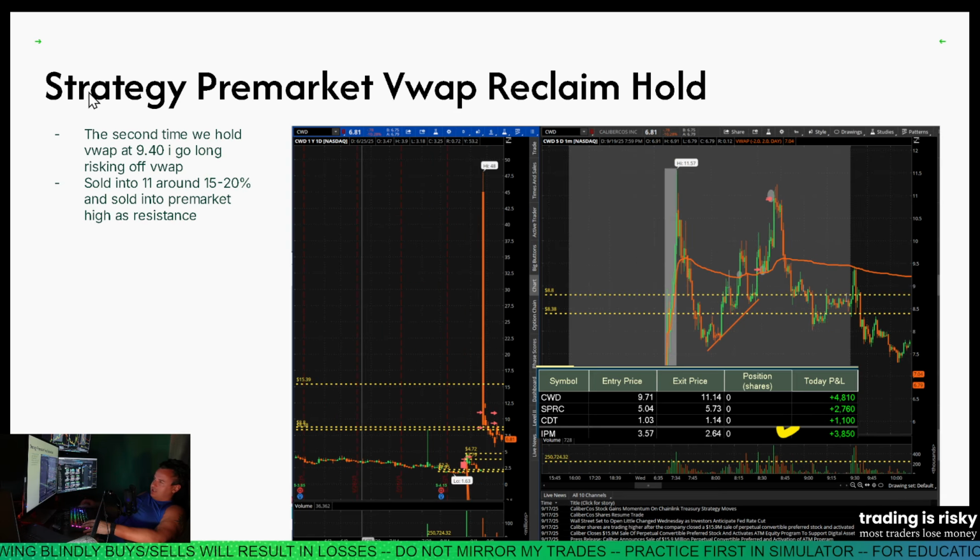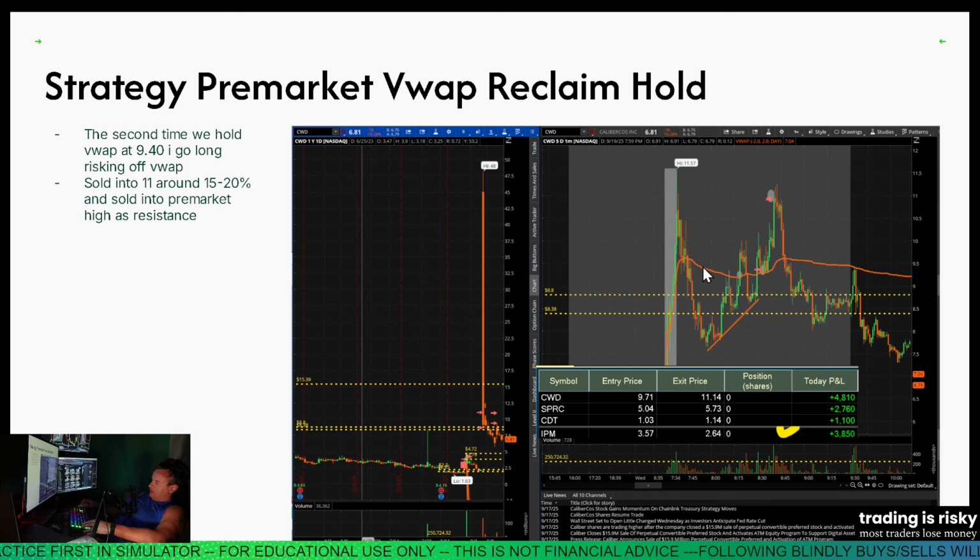The next ticker is another one, strategy pre-market VWAP reclaim hold. As you can see, this was CWD. We popped up from like 6 to like 12, came back to 8, and then we hit VWAP. We came back, we hit VWAP, and we slammed right through it. And this is where I got interested because we pushed over VWAP, and this is an area to hold because now we have to test the pre-market highs over here at 11. So my entry was around 920, risk around 920.